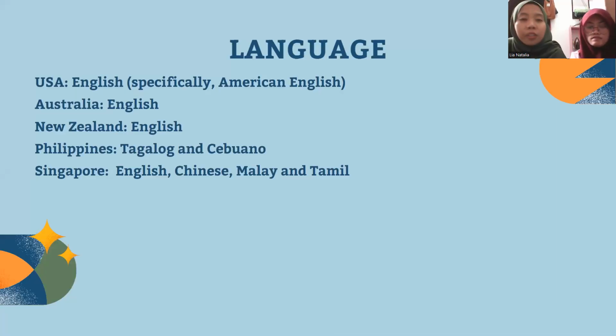Language. The first, USA. USA has no mother language because many immigrants come to America, and usually Americans use American English for communication. Australian mother language is Australian English, and New Zealand is English, and Philippine mother languages are Tagalog and Cebuano, and the last Singapore. Singapore has four languages: English, Chinese, Malay, and Tamil. But Singaporeans usually use Singlish.